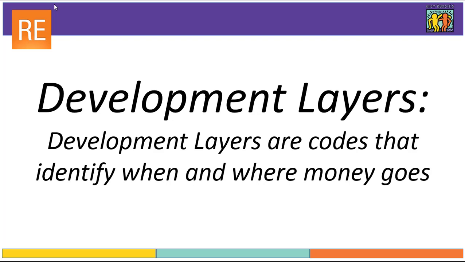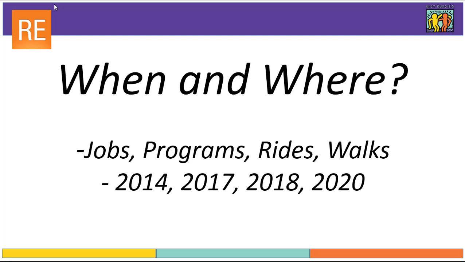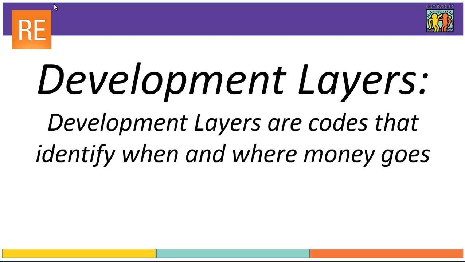Development layers are codes that identify when and where money goes. What do we mean by when and where? We literally mean when and where. Is the money going to support a job, a ride? And is the money from 2014, from 2018? Or is it a check for future use? Development layers are codes that identify when and where money goes.